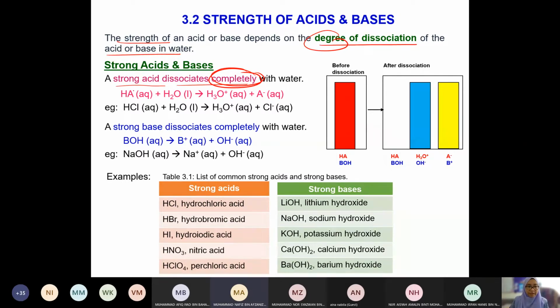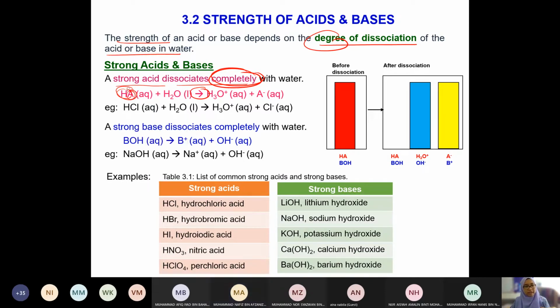For example, you have HA. This is the general chemical formula for an acid. We have A and then H. H represents the proton that will be dissociated later in water, producing H3O+ and A-. All of these are in the aqueous state. Can you see the arrow? The arrow is in one direction only. It means completely dissociate.